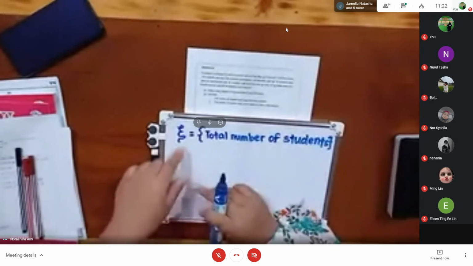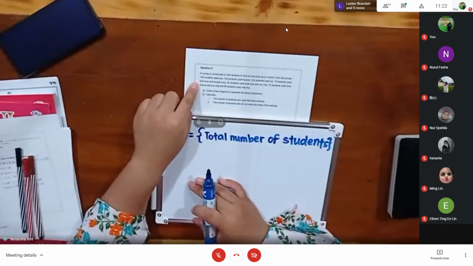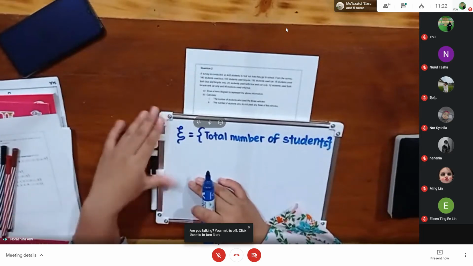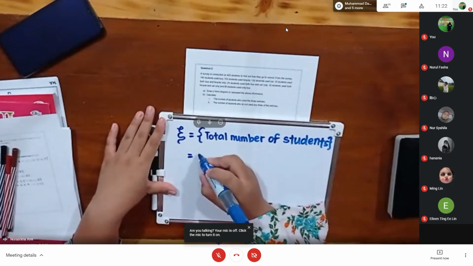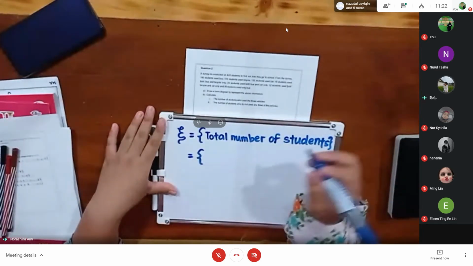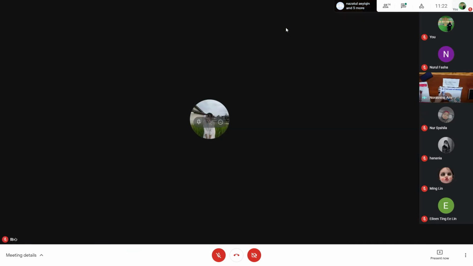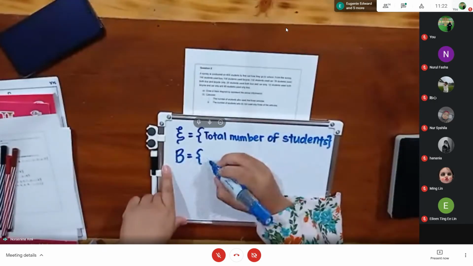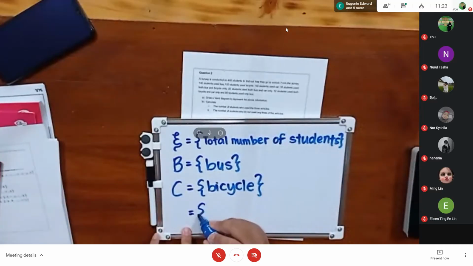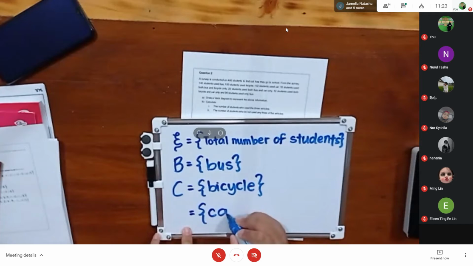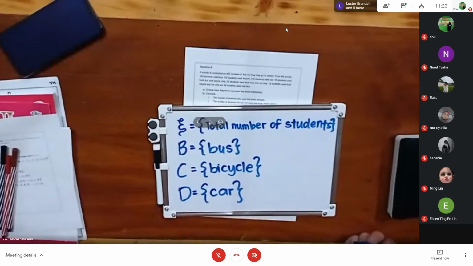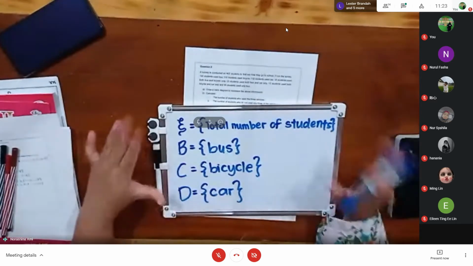Now, it also said that from the survey 140 students use bus. What letter do you want to represent the ones who use bus? B. Okay, I will put B here. So, what is the letter to represent car? D. Okay, D. This will be our set notation.